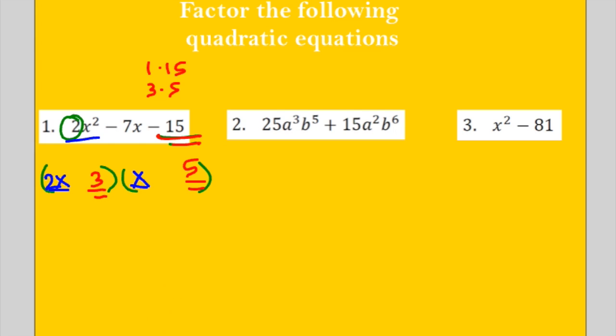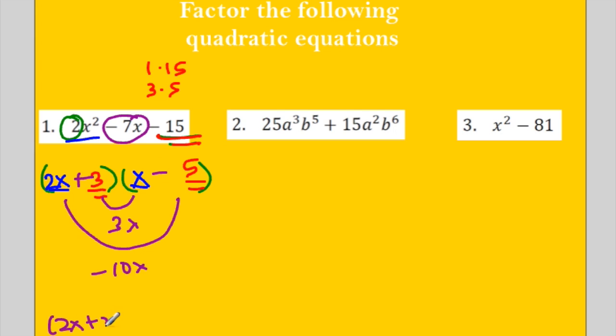Okay, that's how that works. Then in order to get our middle number, that comes from when I check these two, my outer and my inner. So 3x when I multiply, and this one gives you 10x. With these two, could I add to get to negative 7x? Well, if this was negative, negative 10x plus 3x is negative 7x. So I would have negative, positive. So here is my answer. My answer is 2x plus 3 and x minus 5. So there's number 1 factored.